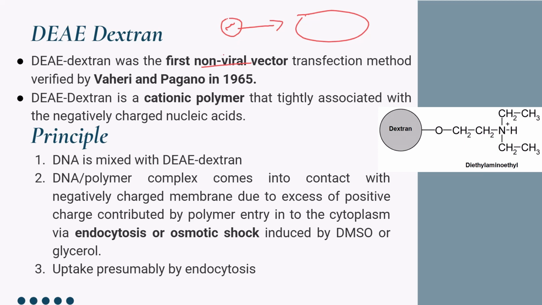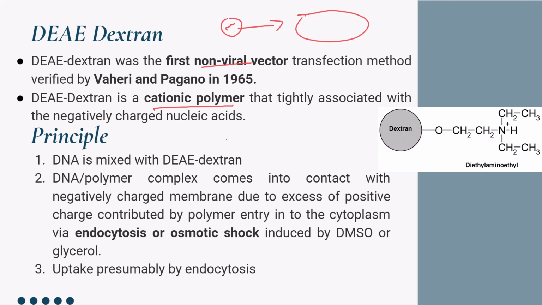So it is the first non-viral vector transfection method used, and it was done by Vaheri and Pagano in 1965. It is a cationic polymer. Since it is cationic, that means it has a positive charge, right? So it can readily incorporate the negatively charged DNA.